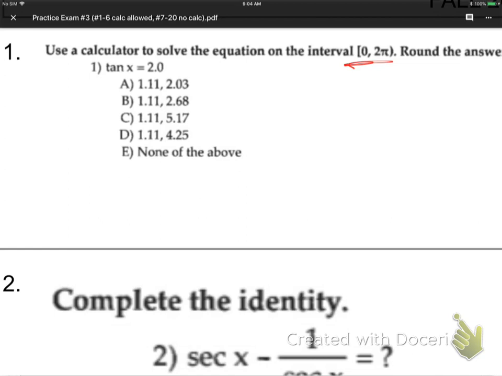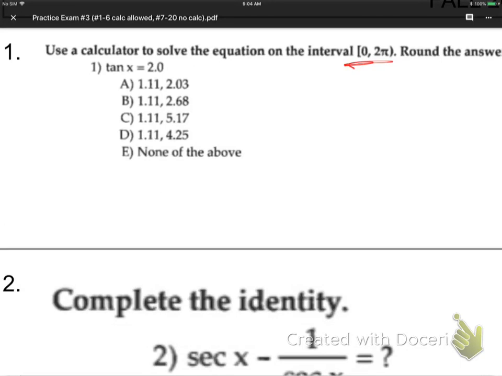Mr. Heron, does the mode matter? Yes. What does it say? You mentioned pi, so radians. Yeah, right. It's got to be radians. So make sure your calculator's in radian mode.